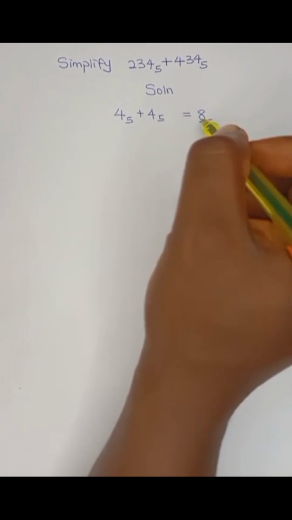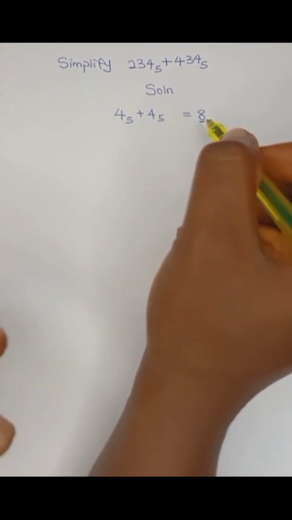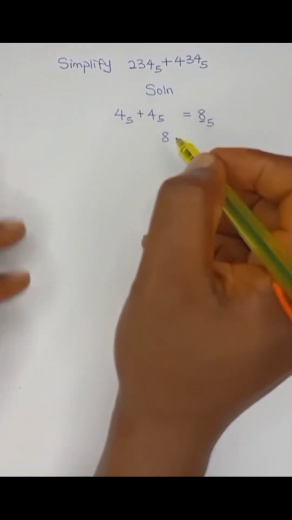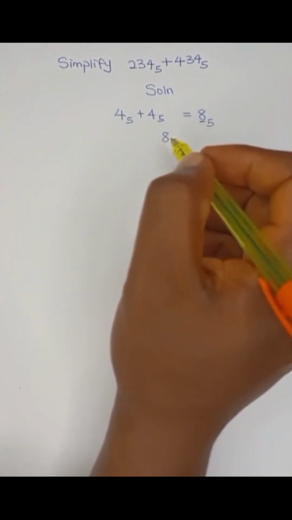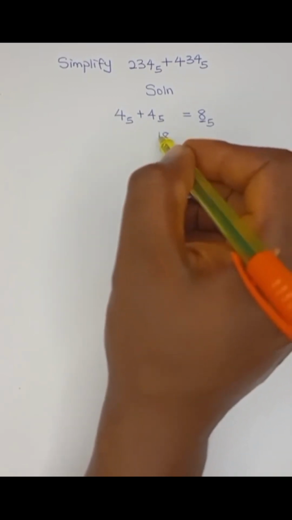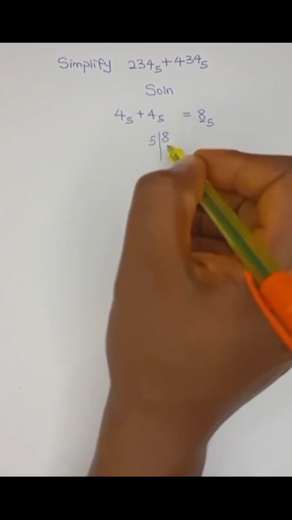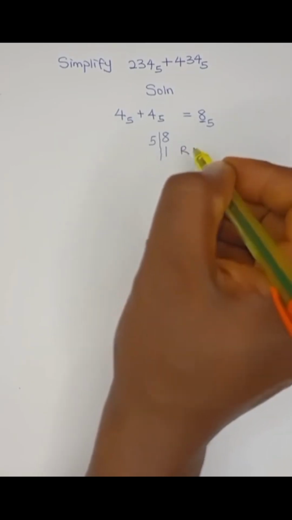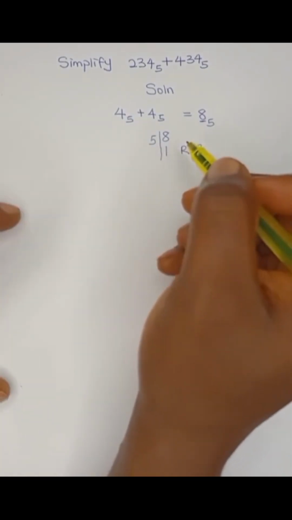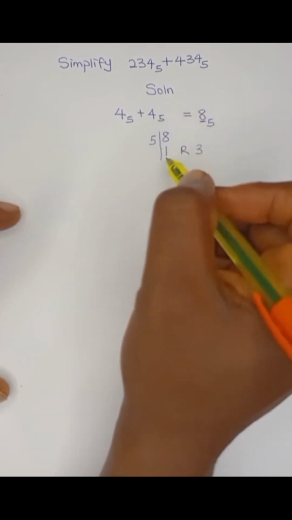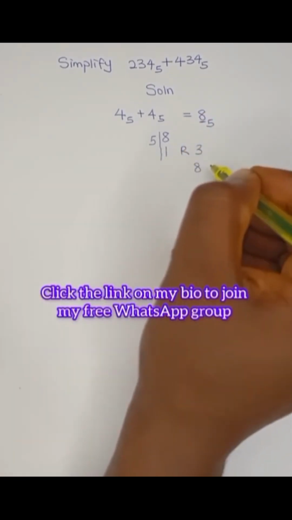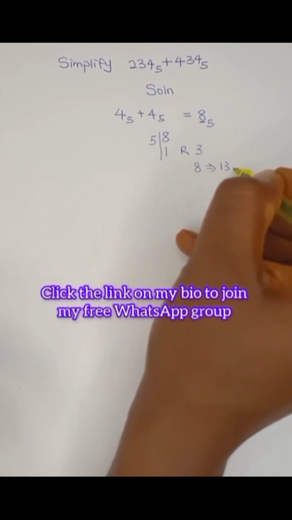So what are we going to do to convert this 8 to a value in base 5? What we are simply going to do is write down 8 and divide by 5, just as we normally convert from base 10 to base 5. When you divide 8 by 5, we are going to have 1 remainder 3. So in base 5, instead of having 8, we are going to have 1 remainder 3. So the equivalent of 8 in base 5 is 13 base 5.